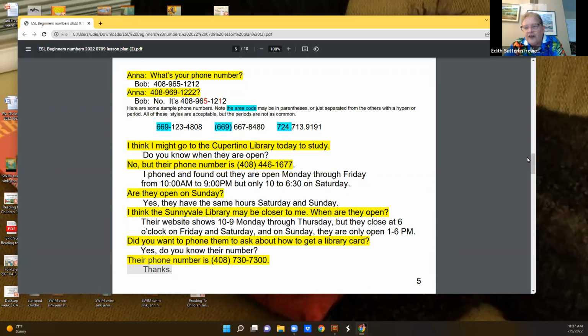667, you don't say, you just say 667 usually. The next phone number, 724 is the area code, and it's written with a modern style with just periods in between. I've seen it on some business cards, but I don't think many people use it. That phone number is 724-713-9191.